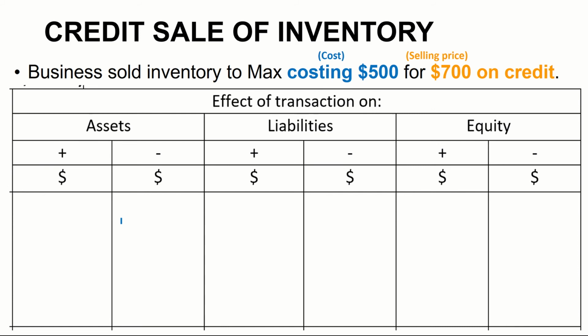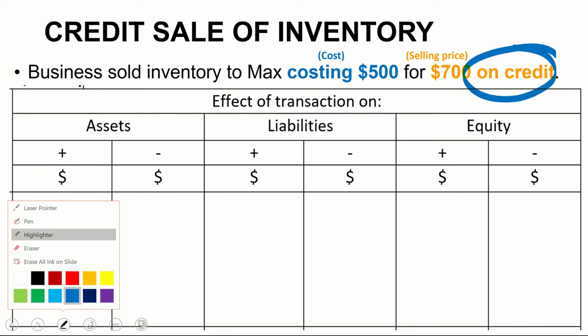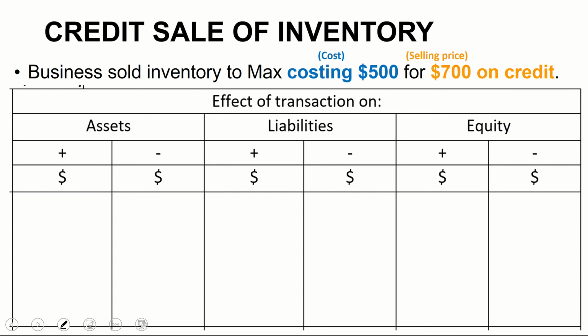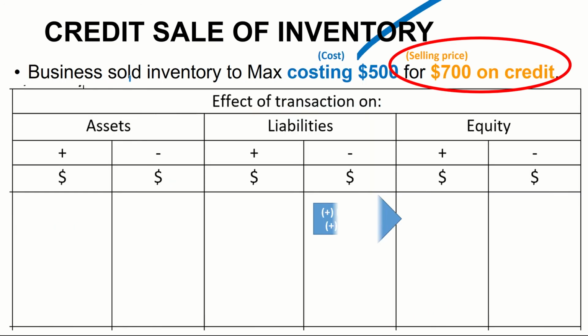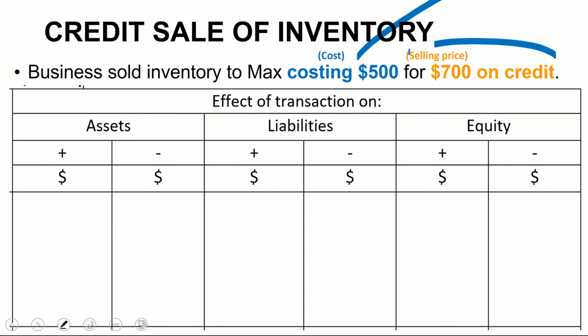So how can I record this transaction? The business sold inventory to Max, costing $500, for $700 on credit. But let's not just think about this. There are actually two things happening here. You have to record the cost leaving with the customer, and then the selling price of the company. So we're going to look at the selling price first: $700 on credit.